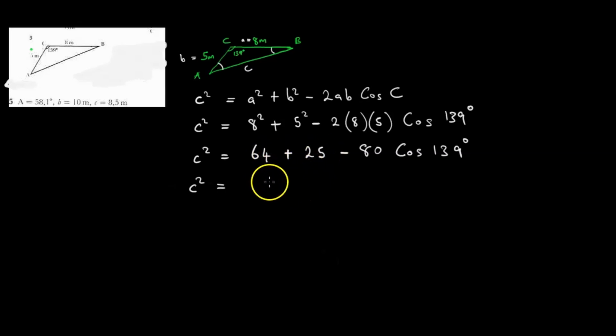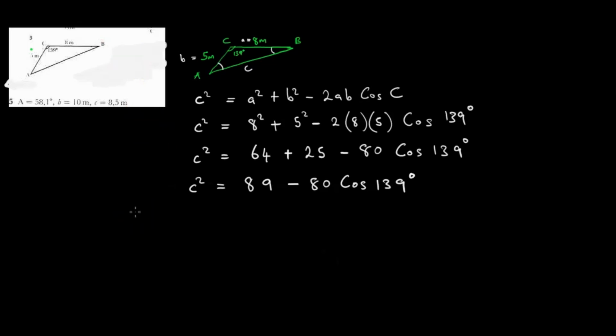C squared is equal to, what is 64 plus 25? 4 plus 5 is 9, 6 plus 2 is 8. So here we have 89 minus 80 cos 139 degrees, like that. We cannot simplify any further manually, so this is where we need to use a calculator.